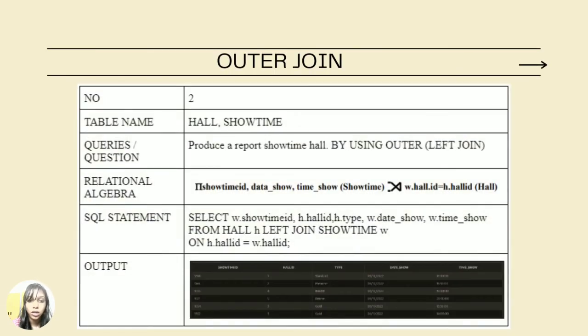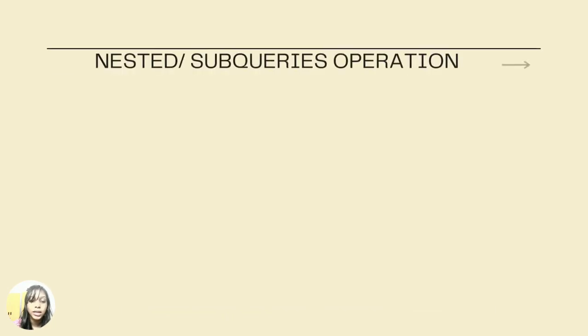And the next one will be the outer join, where we did it from 2 tables also, which are table hall and table show time, which is to produce a report of show time hall. By using the outer left join and using the SQL statement, we managed to get the output we wanted, and we received 6 data from the table.